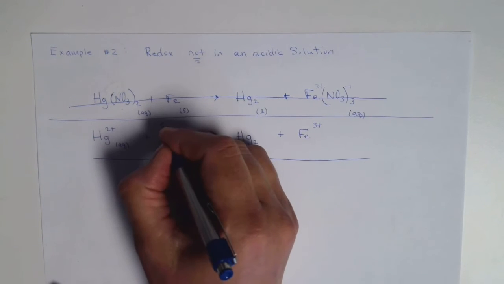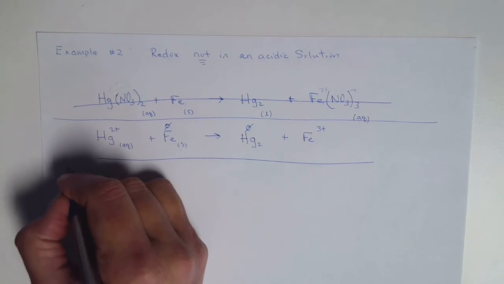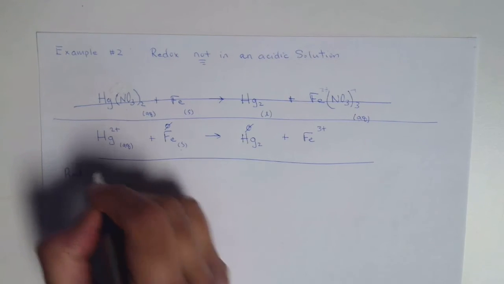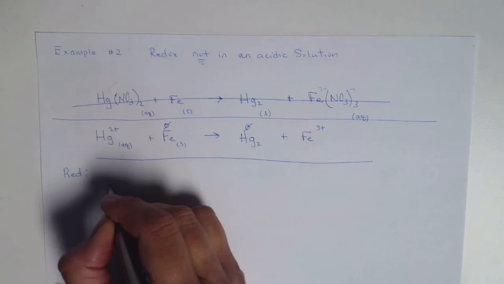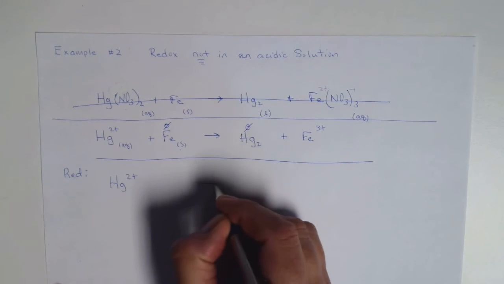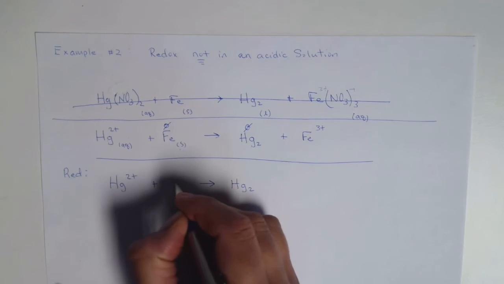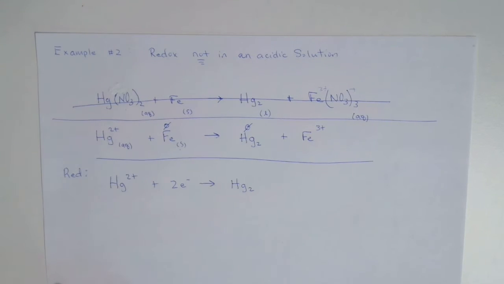Okay, so this sure made our job a lot easier. We know free uncombined elements are 0, so we're going to be able to figure out what's reduced pretty easily now. 2 plus to 0, so mercury, the ion, gets reduced to 0. That means it must gain 2 electrons.